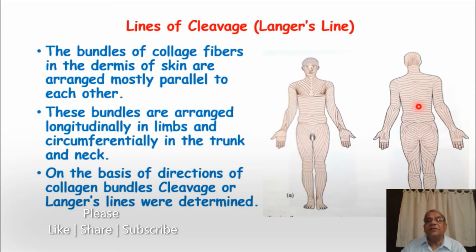Now these lines are already prepared as maps, and surgeons refer to these lines or their direction in the area of their interest. Suppose they are giving an incision into the back of the forearm or the front of the forearm, they first decide the direction of the collagen bundles by looking at that map.